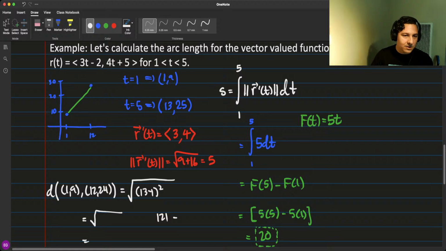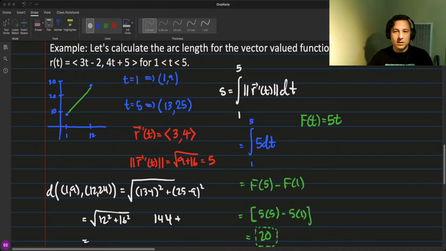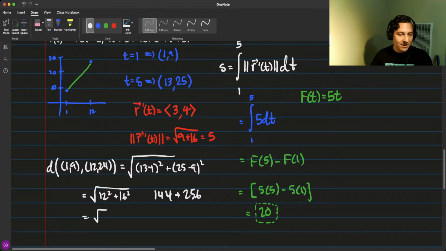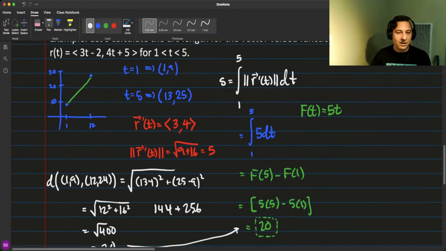So you get 13 minus 1 squared plus 25 minus 9 squared. Which is going to be 12 squared plus, what's 25 minus 9? 16. And 12 squared is 144, and then what's 16 squared? 256. If you add those together, you get 400. And what is the square root of 400? 20. Lo and behold, exactly what this formula gave you here.